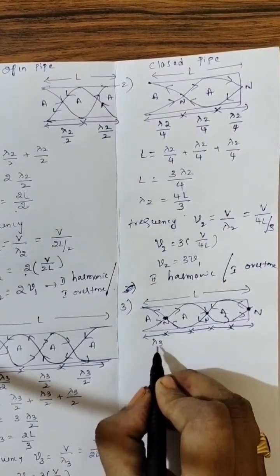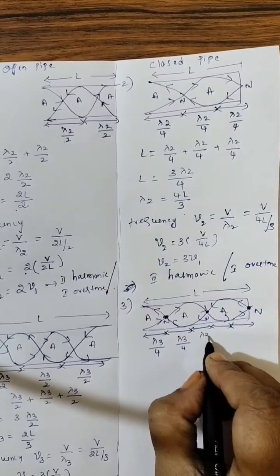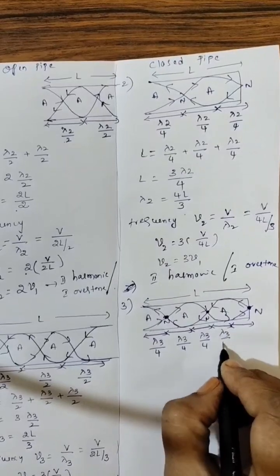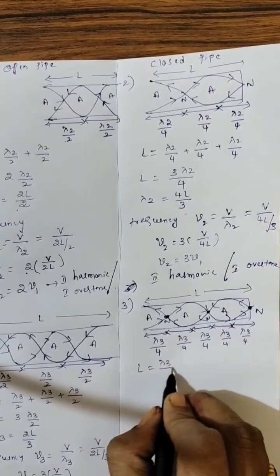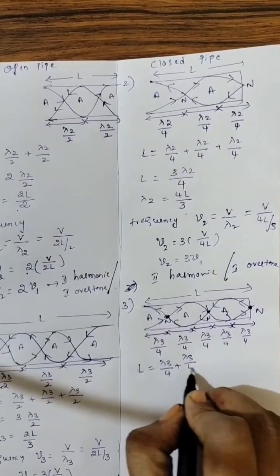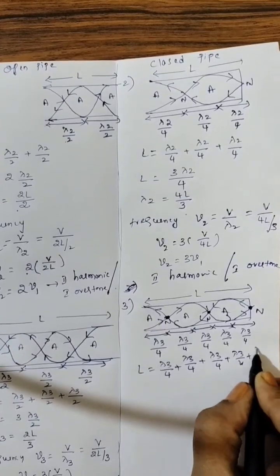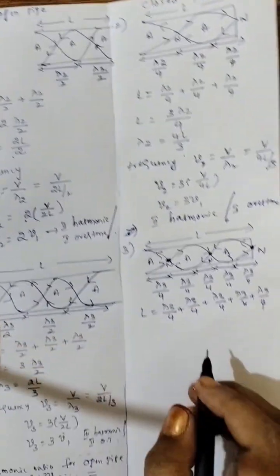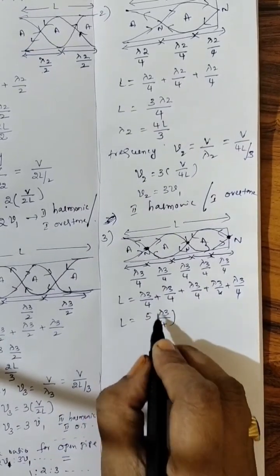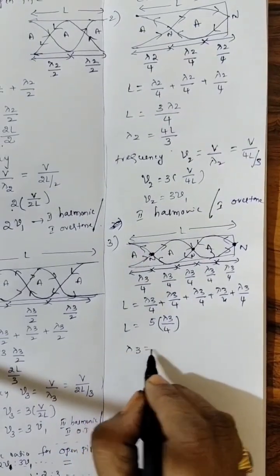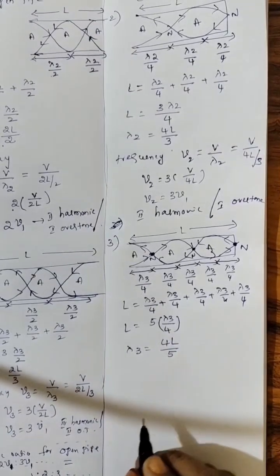So, lambda 3 by 4, third harmonic, no? Lambda 3 by 4, lambda 3 by 4, lambda 3 by 4, lambda 3 by 4. So, L is equal to lambda 3 by 4 plus lambda 3 by 4 plus lambda 3 by 4 plus lambda 3 by 4 plus lambda 3 by 4. How many lambda 3 by 4s did you get? 5 lambda 3 by 4s. So now lambda 3 becomes 4L by 5, 4 goes into the numerator, 5 into the denominator.